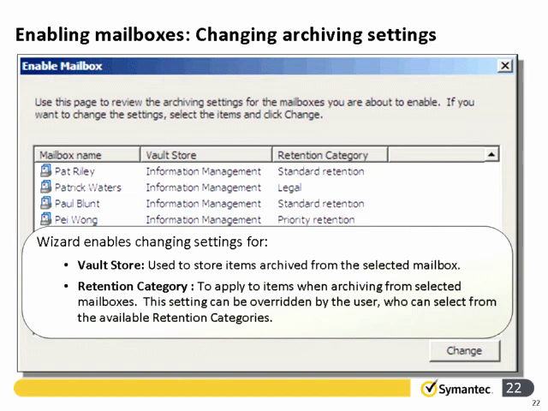But as part of the wizard, it also gives you the option of changing the vault store for individual mailboxes. Now, this setting will override the vault store that was set based upon the provisioning group, as well as the retention category, assuming that they have permission to make those changes. If they don't have permission to make those changes, even though you change it here, it'll still go back to the default one set up based upon their mailbox archiving policy.